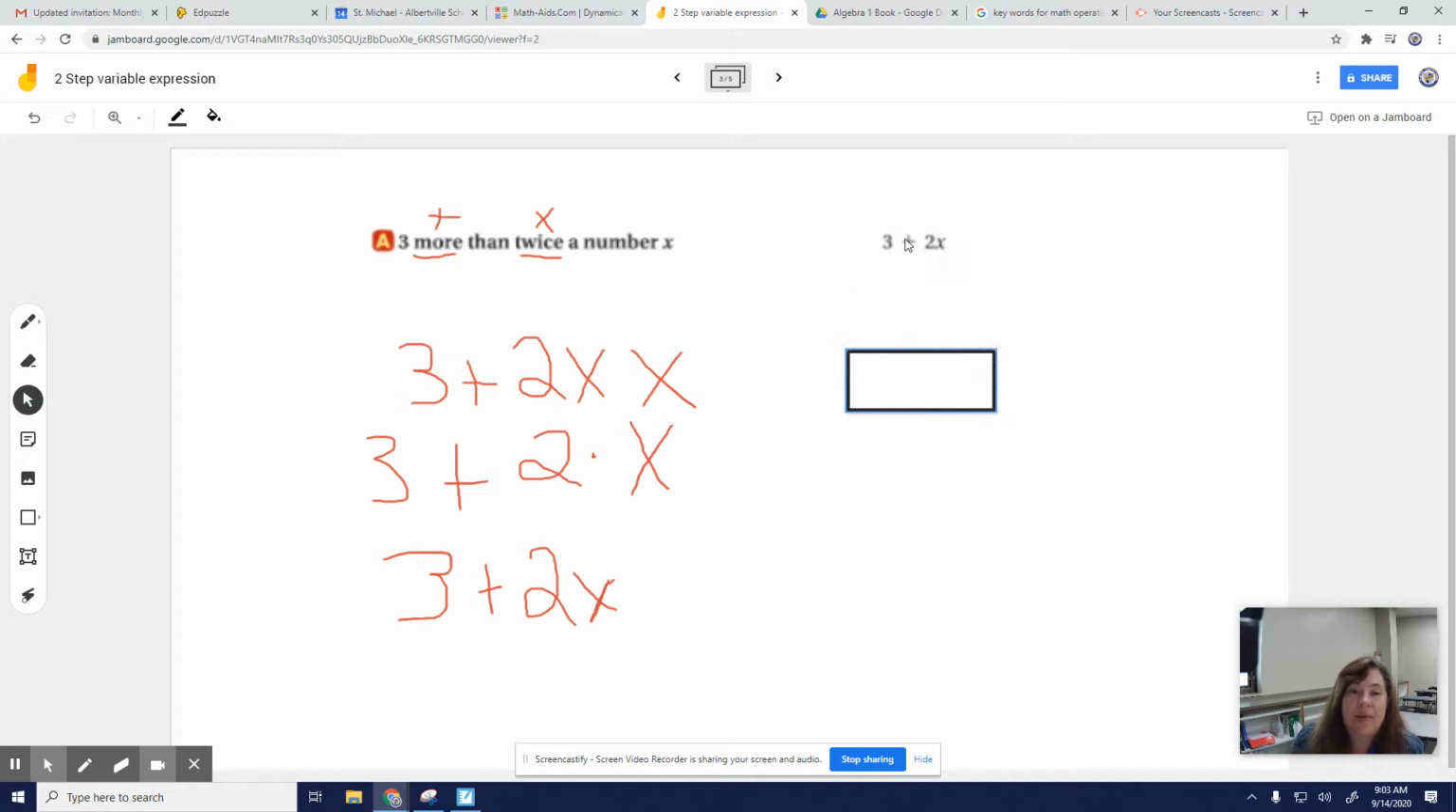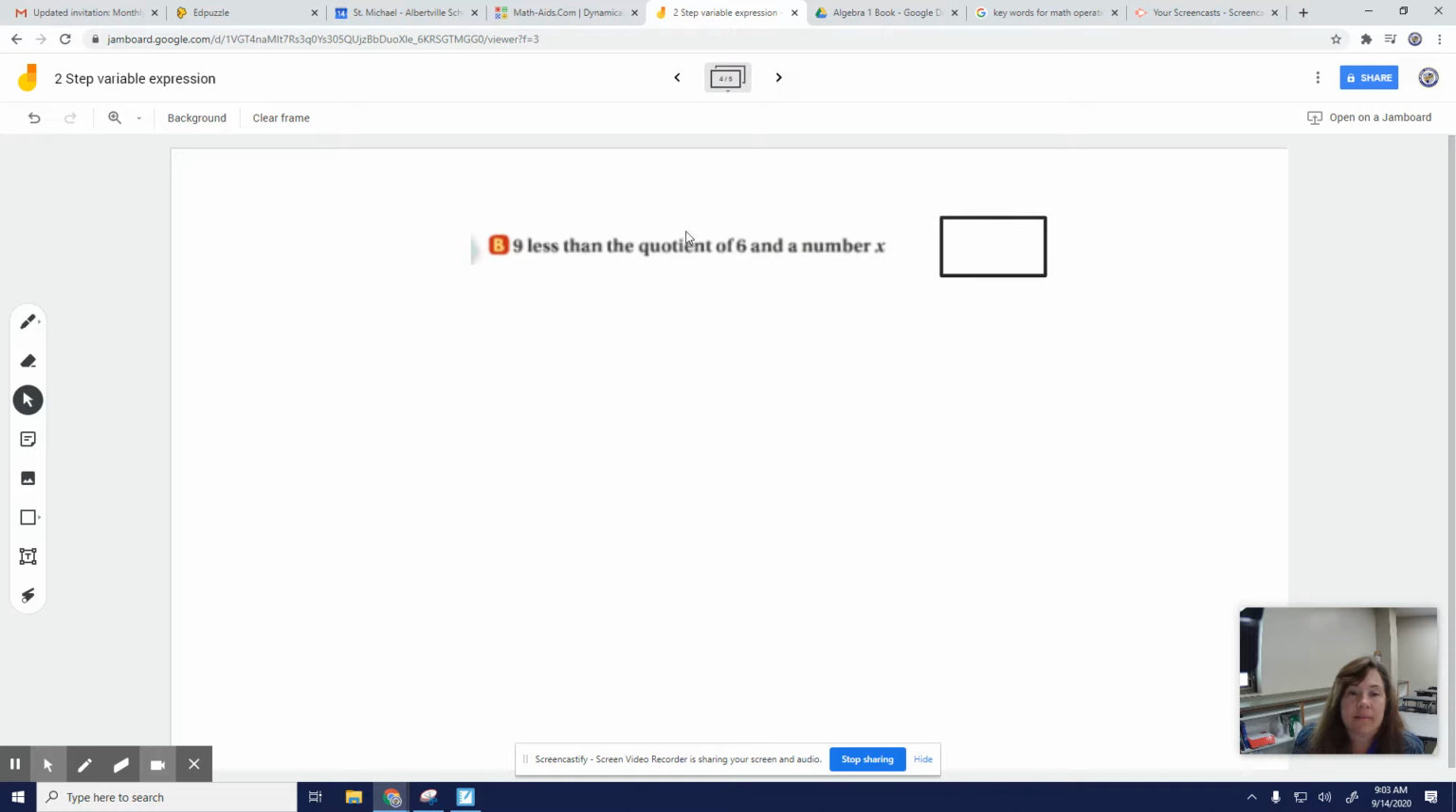3 plus 2x. Perfect. Now this one we have 9 less than the quotient of 6 and a number x. So let's identify our keywords. 9 less is a keyword, and quotient is a keyword.